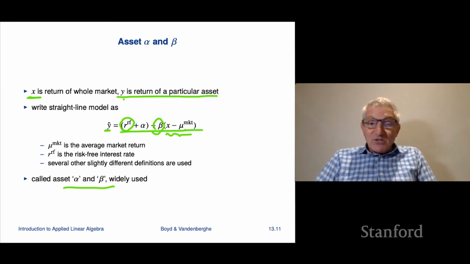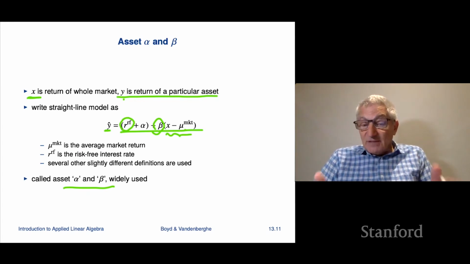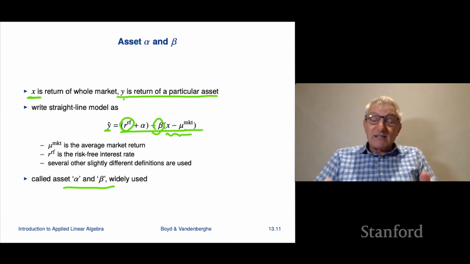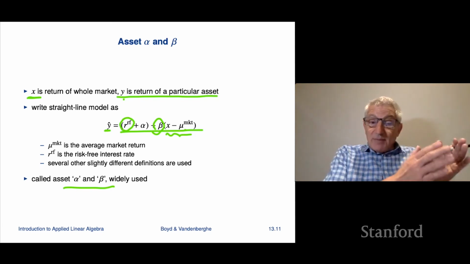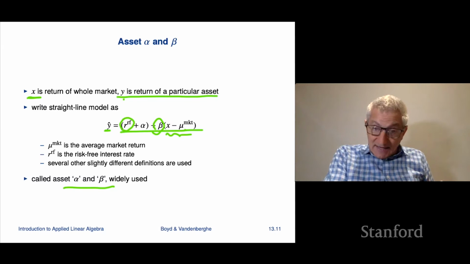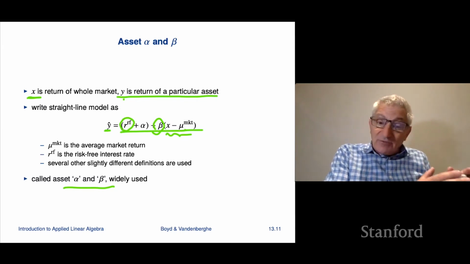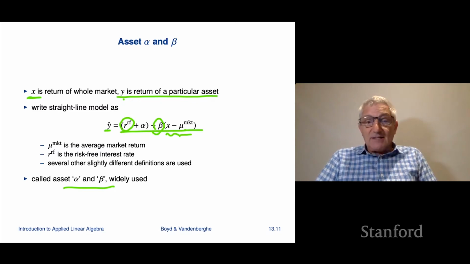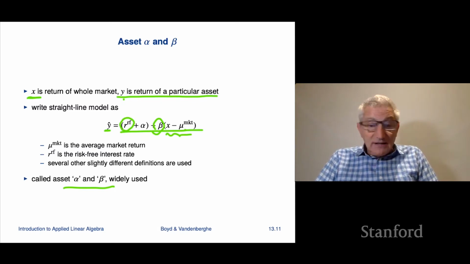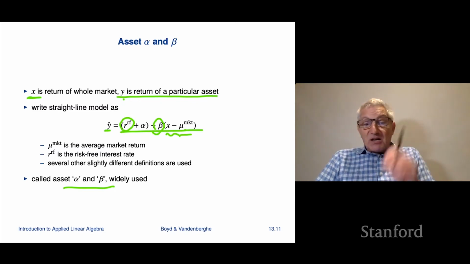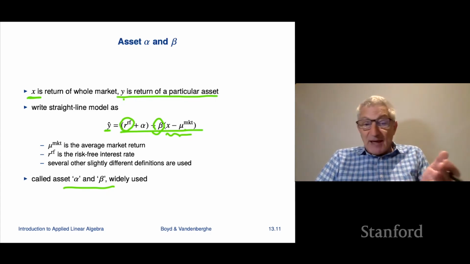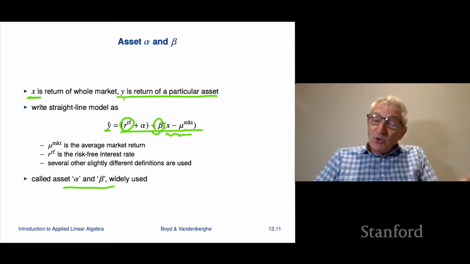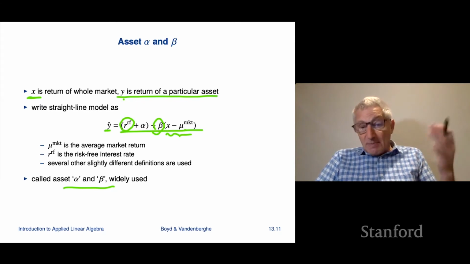So okay, and this is nothing but a straight line fit. The only thing you're doing is making an affine model, or straight line fit, to predict the return of a particular asset. You're predicting it from the return of the whole market, right? So that's the idea. If beta is 1, it basically says if the market's up 1%, you would expect your asset to go up about 1% too.